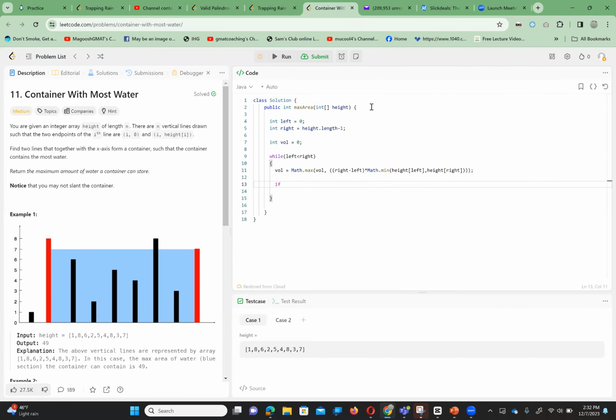And then we'll check if left height is less than or equal to the right height, then we're going to move the left pointer. Otherwise, we're going to move the right pointer. And finally, after we are done, vol has the highest volume stored in it, we'll return it.